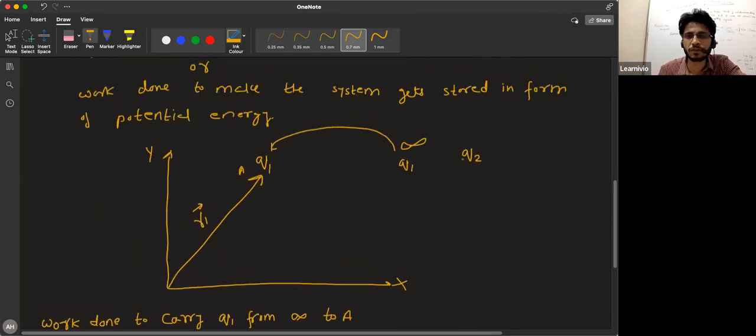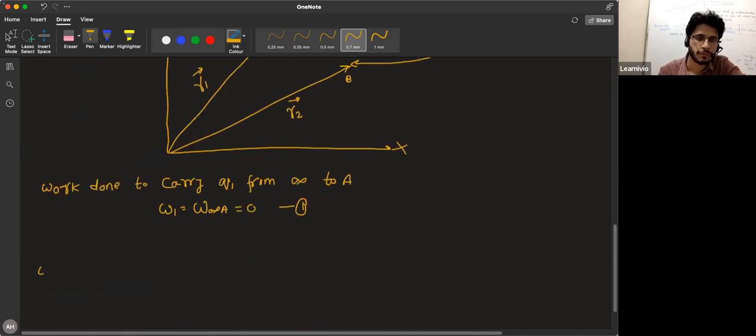Now let's carry this Q2 from infinity to B, and the position vector of this point is P. Now I need work done. We are making a system. We first bring Q1, then we bring Q2, then we'll say, okay, now Q1 and Q2 are interacting, we get a system. Work done to carry Q2 from infinity to B. Let's call this W2.